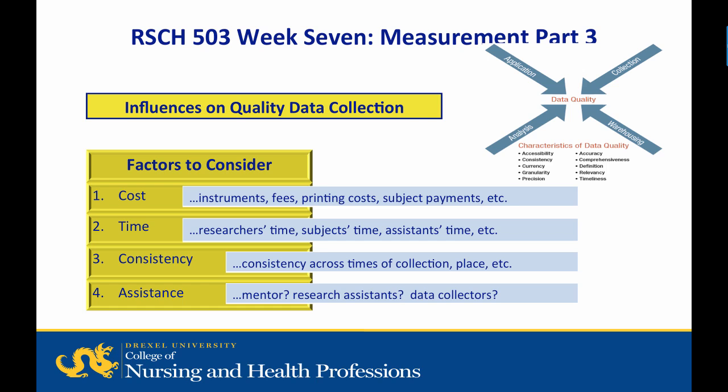There are many factors that influence the quality of a researcher's data collection procedures. Some of these factors to consider include: 1. Cost. Instruments, fees, printing costs, subject payments, etc. Cost plays a large role in data collection methods. 2. Time. The researcher's time, subject's time, assistant's time, time to train assistants, etc. 3. Consistency. Consistency across times of collection, place of collection, etc.